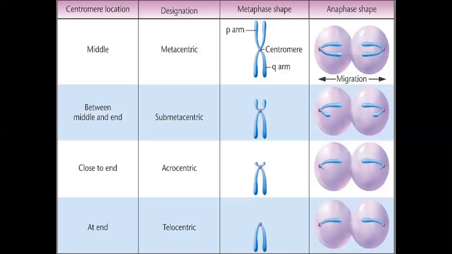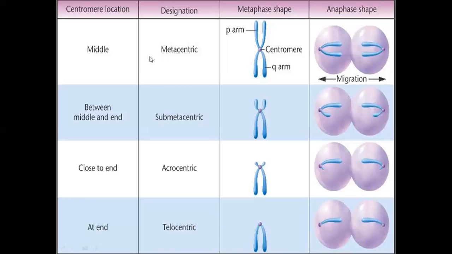Now, telocentric chromosomes are of very rare occurrence. Telocentric chromosomes exist normally in certain species of homomastigote protozoans. Usually each chromosome has only one centromere, but in some species, each chromosome has more than one centromere. Again, in some cases, the centromere is absent.